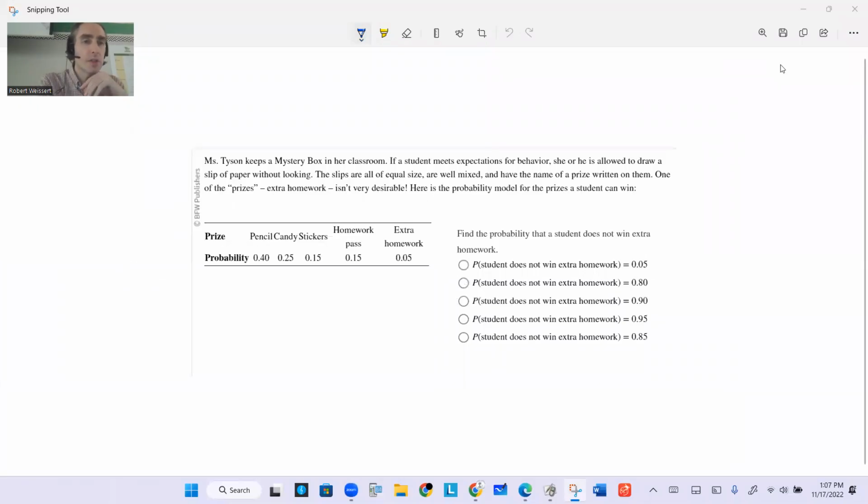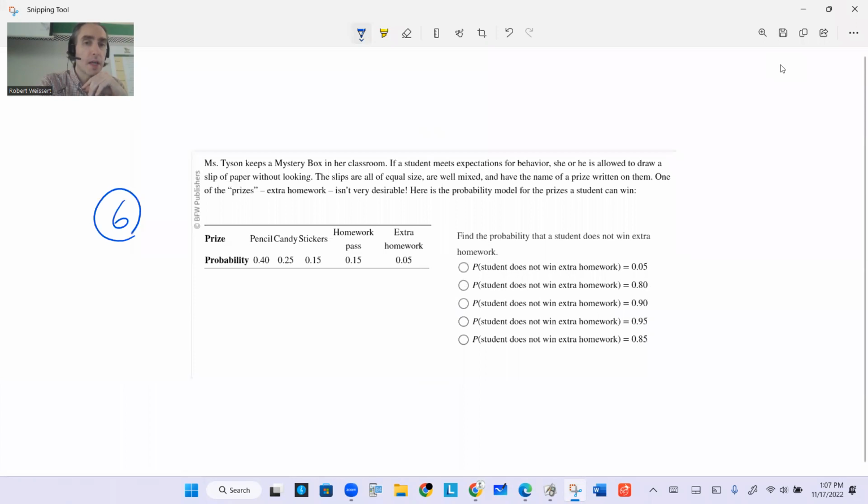All right, for question number 6, we want to know the same scenario. We want to calculate some probabilities. Find the probability that a student does not win extra homework. So the extra homework is 0.05, so does not win would be 1 minus 0.05, or the sum of these, which is going to be 0.95. So the probability that a student does not win extra homework is going to be 0.95.